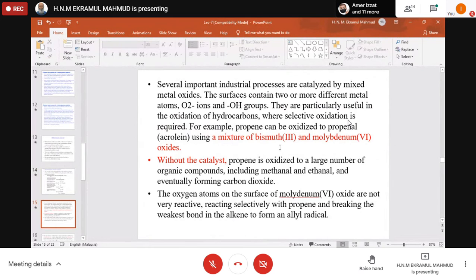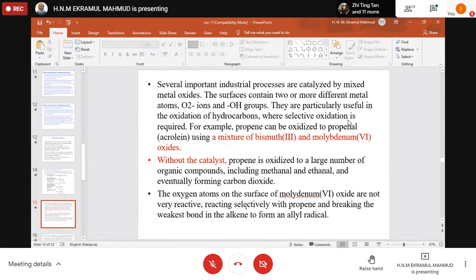For example, propene can be oxidized to propanol using a mixture of bismuth and molybdenum oxides. Without this catalyst, propene is oxidized to a large number of organic compounds, including methanol and ethanol, and eventually forming carbon dioxide, which are not our desired products. So for making our desired product, we use this catalyst, and also to get the reaction in a faster way.